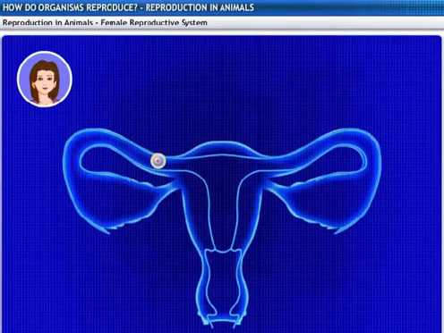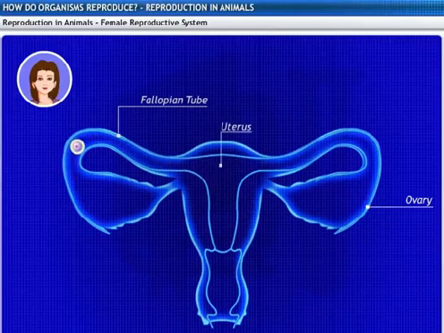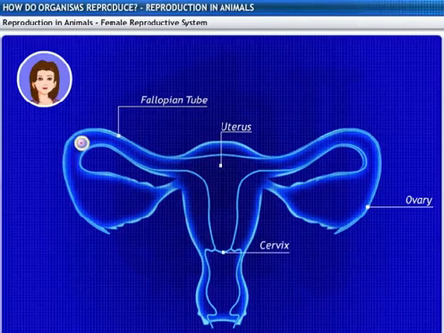This egg is carried from the ovary to the womb through a thin oviduct, also known as fallopian tube. The two oviducts unite into an elastic bag-like structure known as the uterus. The uterus opens into the vagina through the cervix.